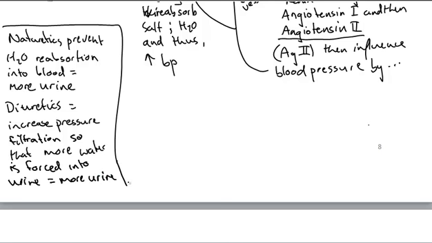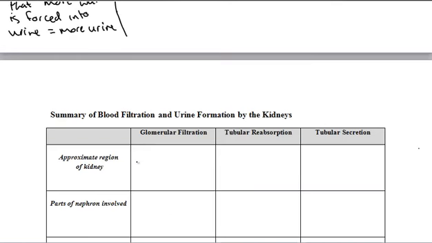So for example, if you take caffeine, a lot of people who consume caffeine find they have to pee more and they're more dehydrated, and that's because you're actually forcing more water out of your blood into your urine. And then if you take a natriuretic on top of that, it won't be reabsorbed very effectively. Okay, so that's how your body regulates blood pressure.